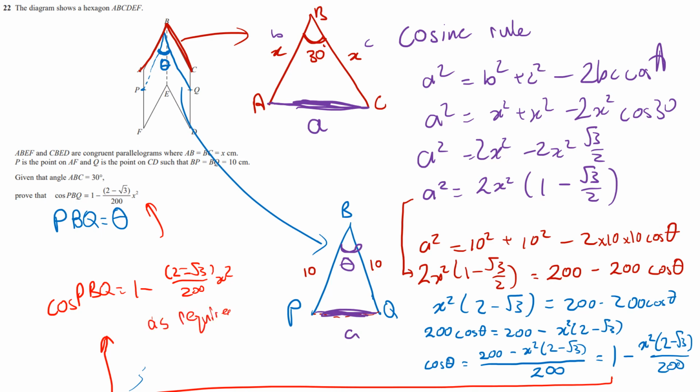That is a really nasty question. But once you see the triangles that you need to draw, it's just cosine rule twice, and then it's just fiddly algebra. But remember, these questions are designed to stretch and challenge the most able students. So if you feel challenged by it, good. That's probably how you should feel about it. It's a nasty question, but there we go.